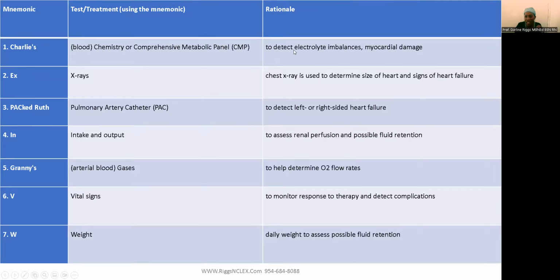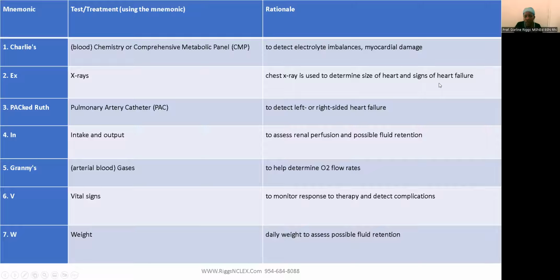You know why we're pulling the chem panels, right? We need to see if there's any type of myocardial damage due to some of these conditions. We want to look at the electrolytes, if they're imbalanced. We need to see the size of the heart, so we're going to do a chest x-ray. That'll show us if they're in right, left-sided heart failure, full-blown heart failure.